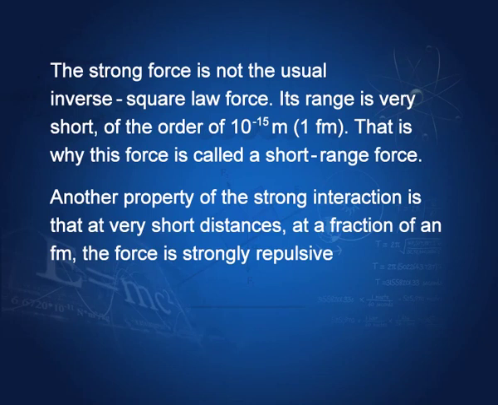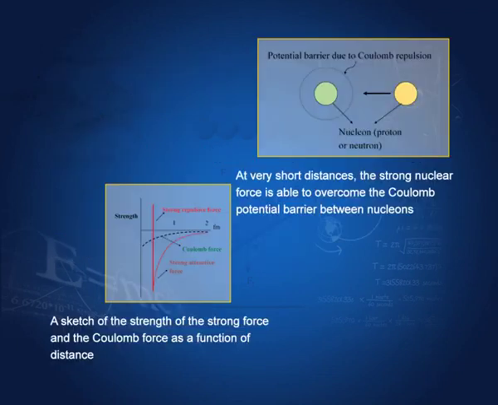Another property of the strong interaction is that at very short distances, at a fraction of a Fermi, the force is strongly repulsive. I have a graph here, I will show you this. You see, this is strong force, and when the distance is very short, then this becomes repulsive. At distances larger than this, it is an attractive force, and then it suddenly becomes repulsive force.